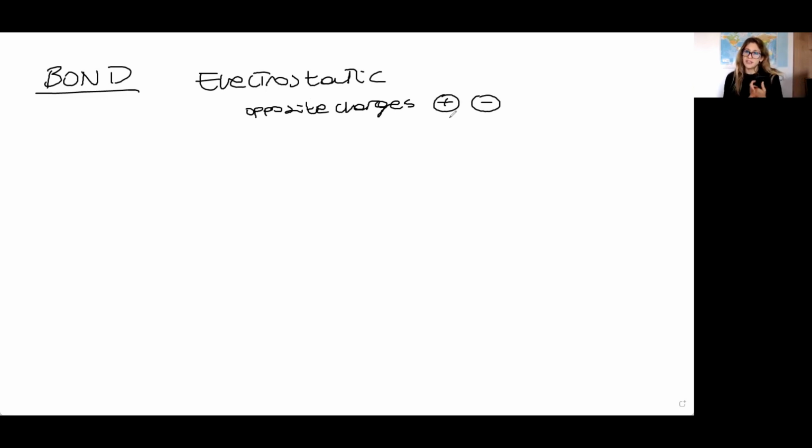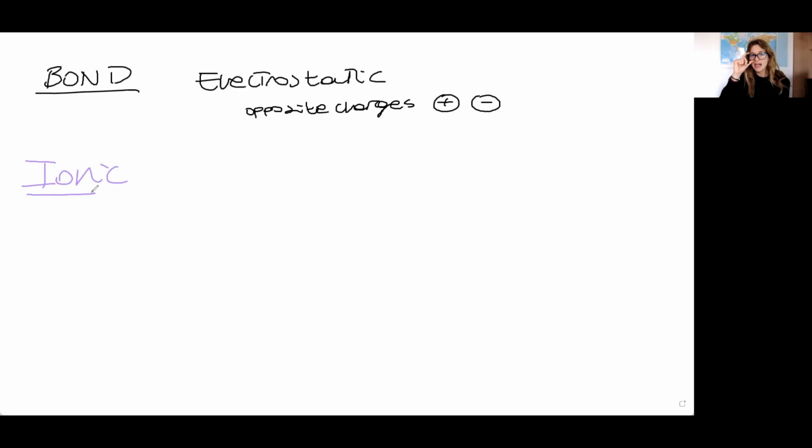Because for each bond, there would be something positive and something negative. So for each type of bond and force that we look at, we need to find what the positive and what the negative component is. If we think about covalent, actually no, I'll do that last because there are two different ones, but let's think about ionic. Ionic talks about ions, right?